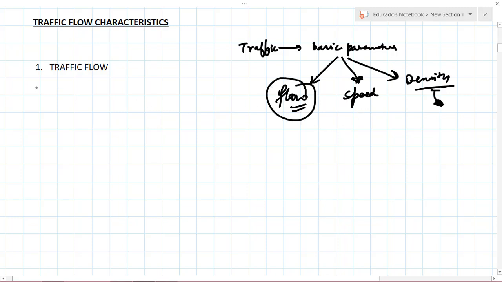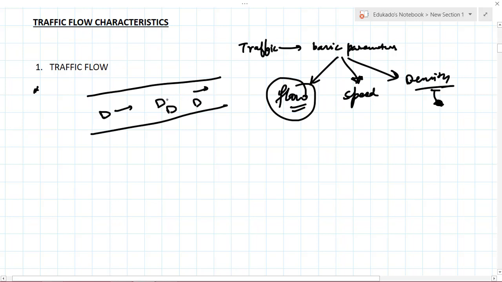Let's see what traffic flow is. Now let's imagine a case where there's a road like this, and some cars, vehicles, whatever, are going in this direction. It's a one-way road, and the direction of motion of the vehicles is like this. Now just imagine, for the purpose of study, I told you to stand here and count the number of vehicles that pass through your sight. You have to just count it, and you have one so-called stopwatch.